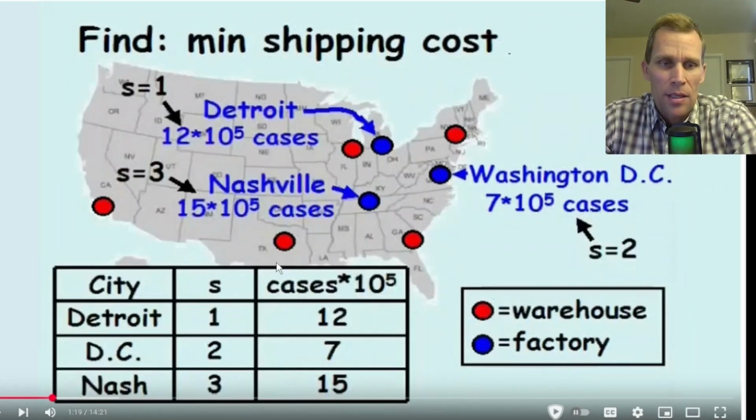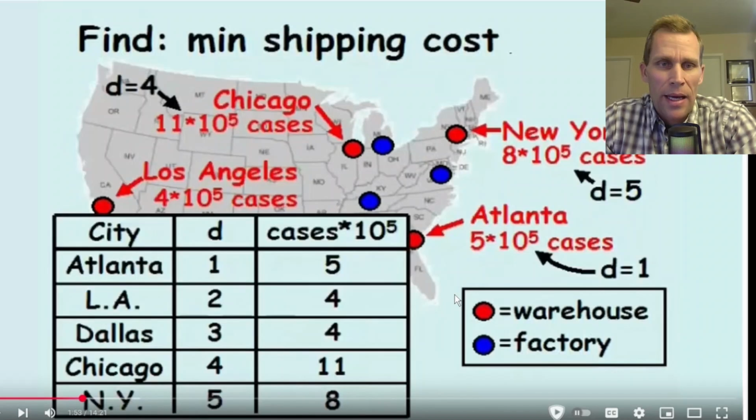All right, what I've done in this slide here is identified the amount of supply that each factory can provide. Again, we have 3 factories, Detroit, DC, and Nashville, labeled S1, 2, and 3, S for supply. And as you can see, the supply is 12, 7, and 15. You could think this is the number of 100,000 cases in a month, or whatever the time period is, it doesn't matter. So 12 would actually be 1.2 million, 7 would be 700,000 cases, and 15 would be 1.5 million cases.